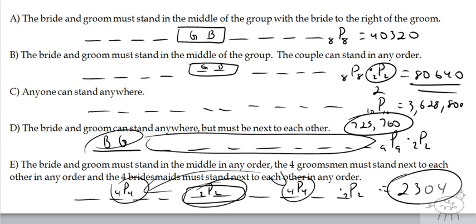Okay? So that's it. It's a good problem. Got some good bride and groom problems, but this is all permutations, which means order is important. All right? No repetition, and order is important. Very, very important. All right?